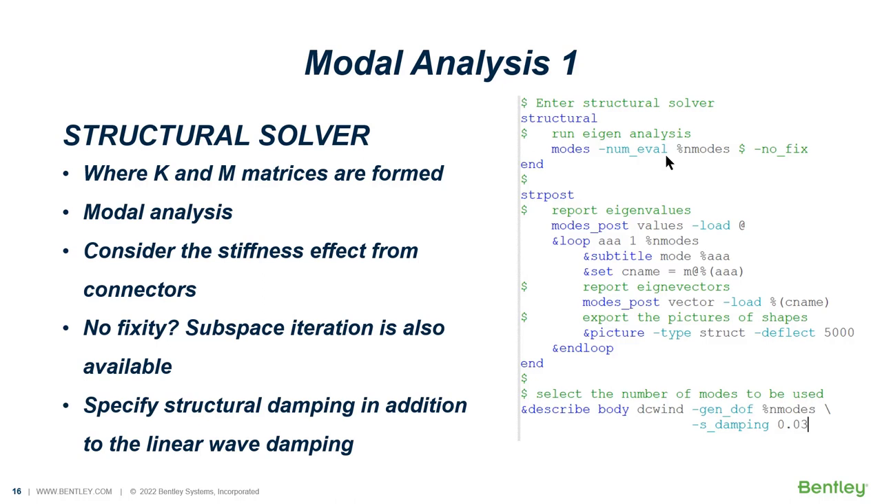However, if there are no fixities or springs, or you do not want to include any kind of stiffness effect from connectors or water, we can specify this minus no fix option, no fixities. In this case, if this option is written on this mod command, MOSES uses the subspace iteration method suggested by Bathe to remove the matrix singularity. For your reference, this subspace iteration is just an iterative method for matrix operation to avoid the singularity.